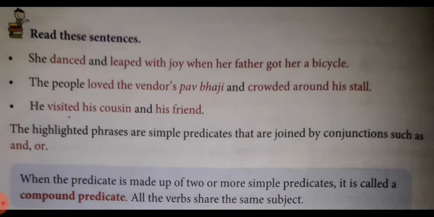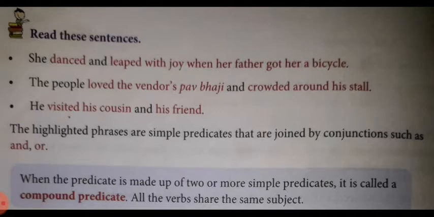Next, compound predicate. When the predicate is made up of two or more simple predicates, it is called a compound predicate. All the verbs share the same subject. See the example. She danced and leaped with joy when her father got her a bicycle. Who danced and leaped with joy? She. She is the subject. Danced and leaped with joy when her father got her a bicycle is a compound predicate joined with the conjunction and.